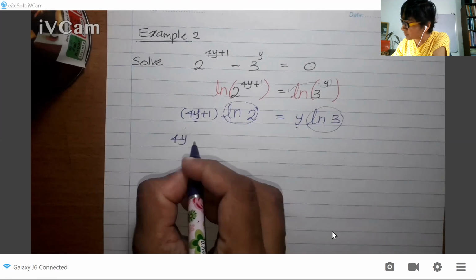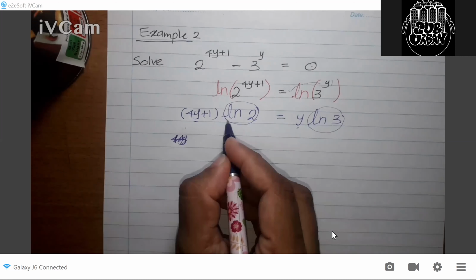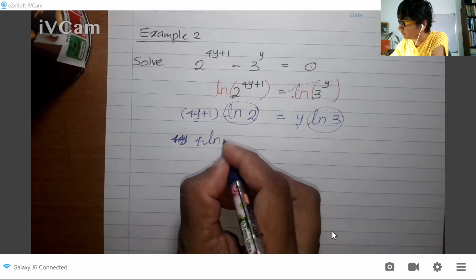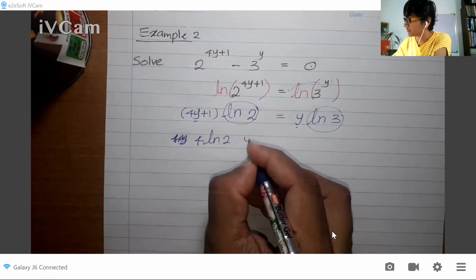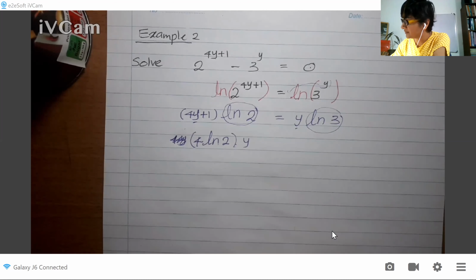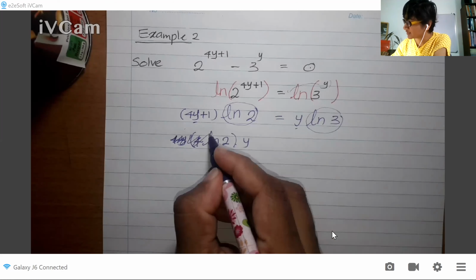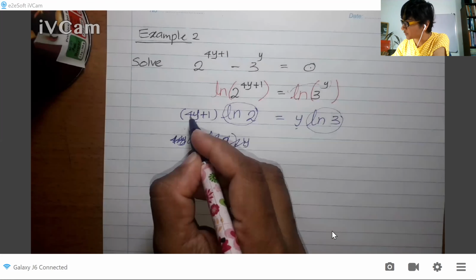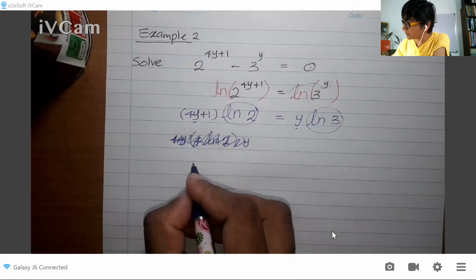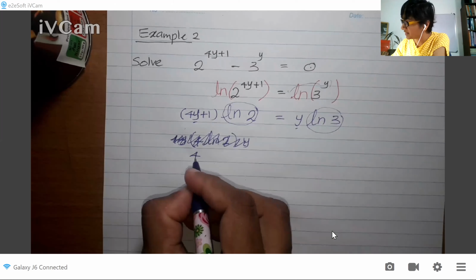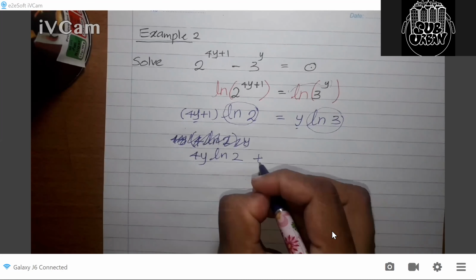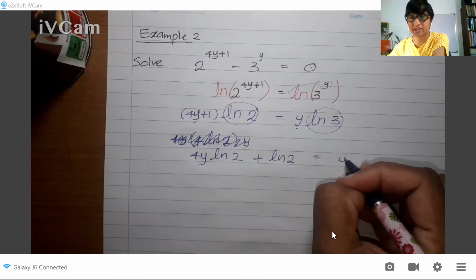Because ln 2 is a number, 4 ln 2 is like the coefficient of that y. I hope that is clear. Does that confuse you? 4y times ln 2, where ln 2 is a number. Okay, let me write 4y ln 2 then, plus ln 2 is equal to y ln 3.